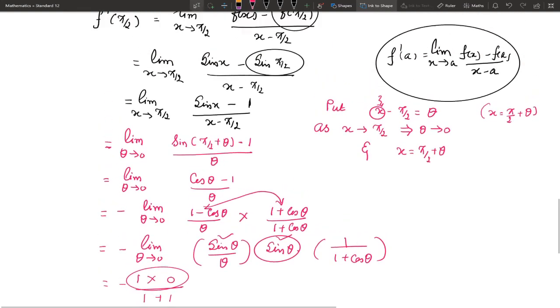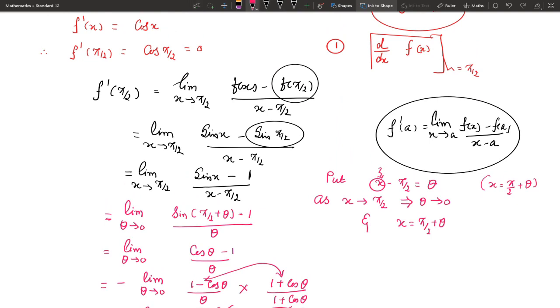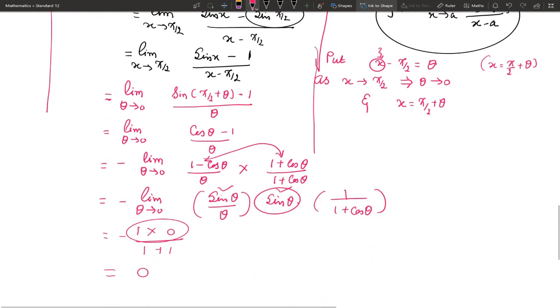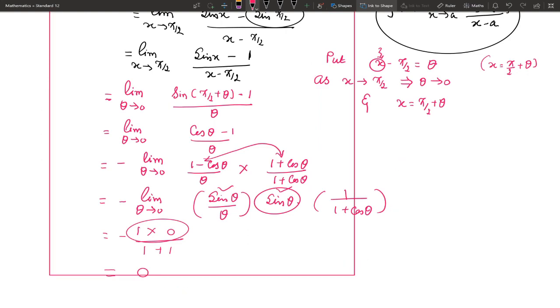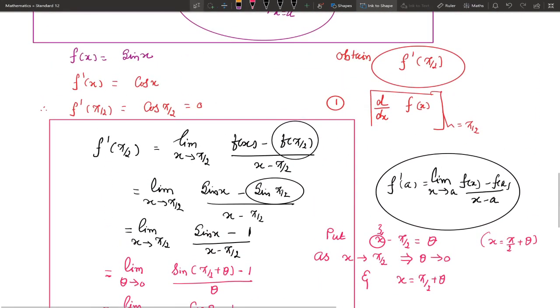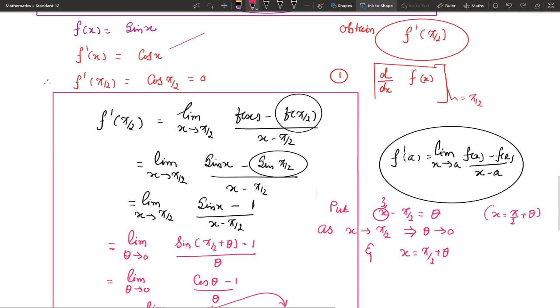So this is f prime pi by 2 using definition, but this is only for our understanding, no need to do this thing. We will use this method, derivative of f of x, f prime x is cos x, evaluate at x equal to pi by 2.